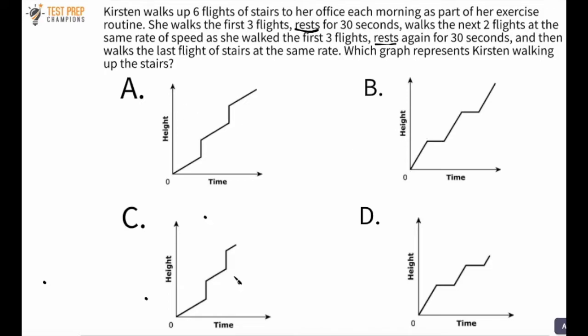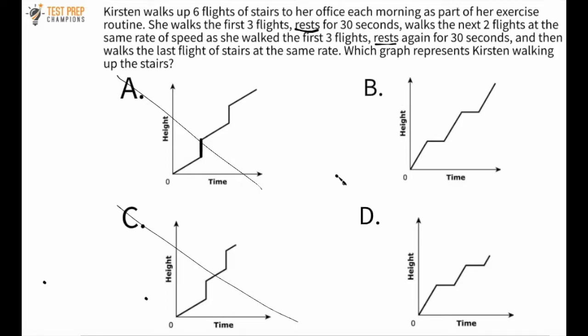So if you look at A and C, we should be able to just take these out right off the bat, because if you look right here, this line is going up. All right, so this represents an increase in the height, which is not what we should see on the graph, right? We should see an increase in time because she's just resting there for 30 seconds. So 30 seconds of time is going to pass, but we shouldn't see any up or down movements on the height or the vertical axis here. So we're right away down to B or D.